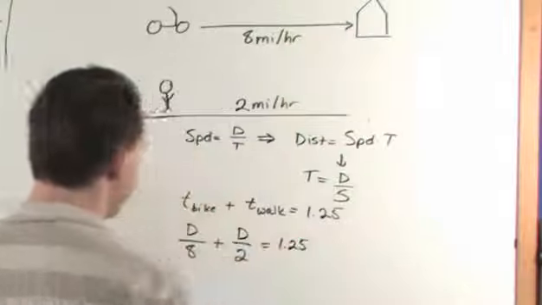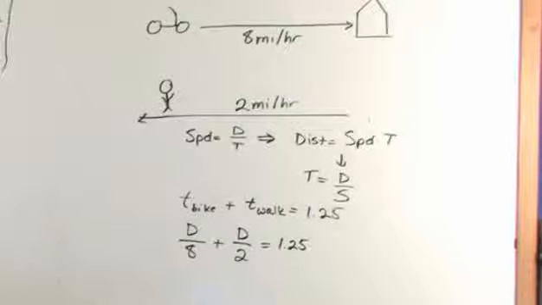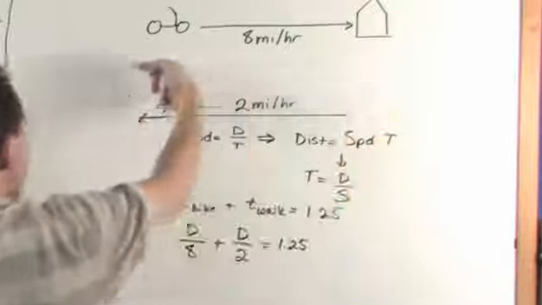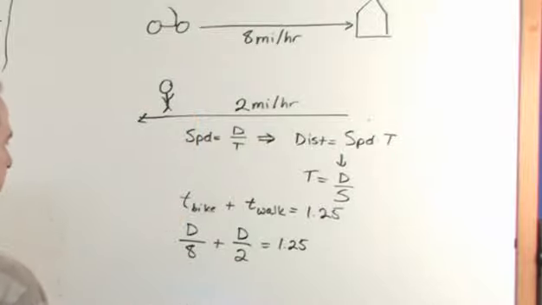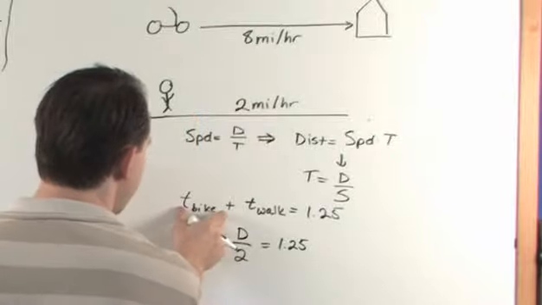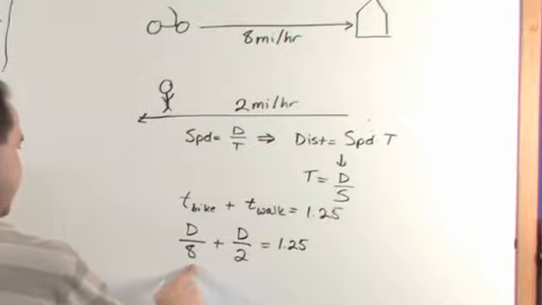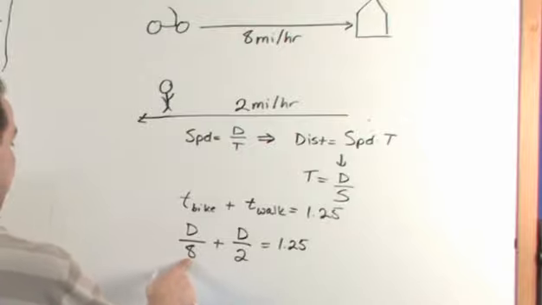You have to make sure you understand this, or nothing else that follows will make sense at all. The time that I spent on this bike plus the time that I spent walking back was equal to 1.25 hours. But I know that the time on the bike is equal to the distance divided by the speed that I was traveling at, okay?